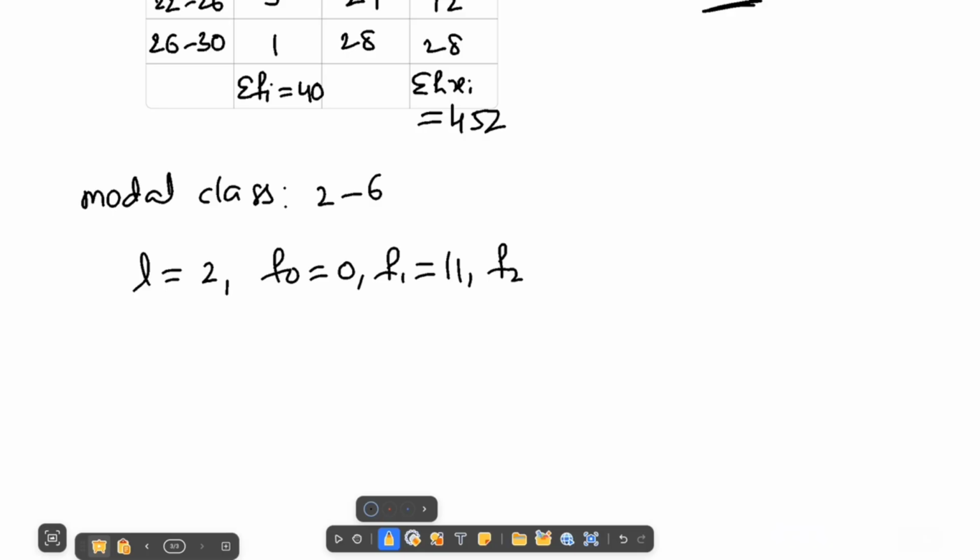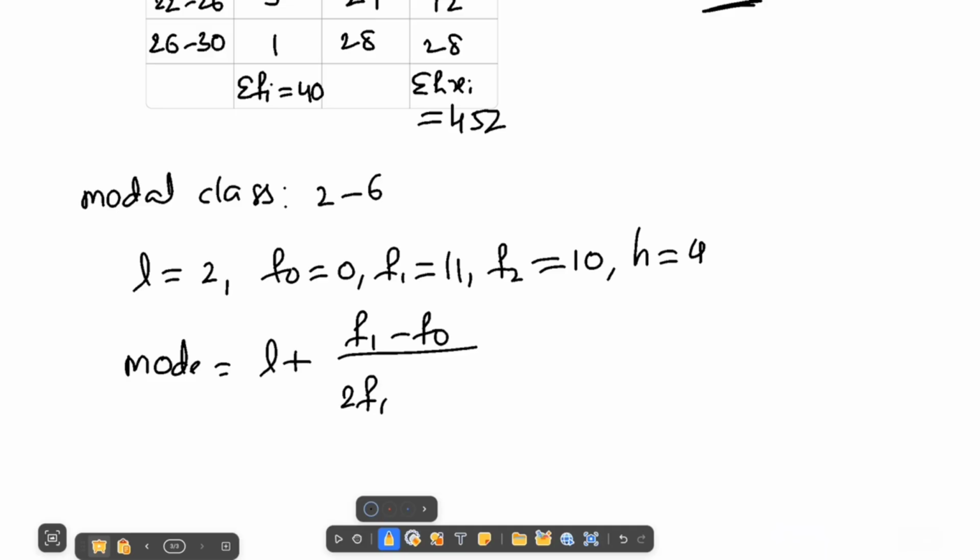f2 is the frequency of the class succeeding the modal class, which is 10, and the height of the modal class, the class size, is 4, right? So apply the mode formula. Mode is equal to L plus (f1 minus f0) whole by (2f1 minus f0 minus f2) whole into h.